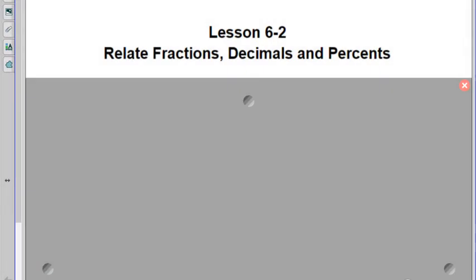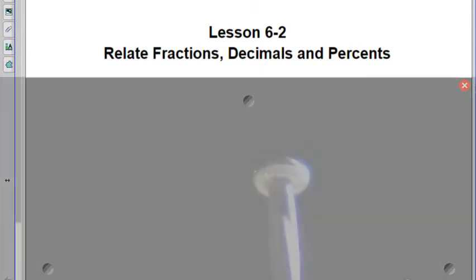Lesson 6-2, topic 6, lesson 2. Today we're going to do some more relating of fractions, decimals, and percents. Now we've done some of that already in the previous lesson, but we're going to hammer it some more.